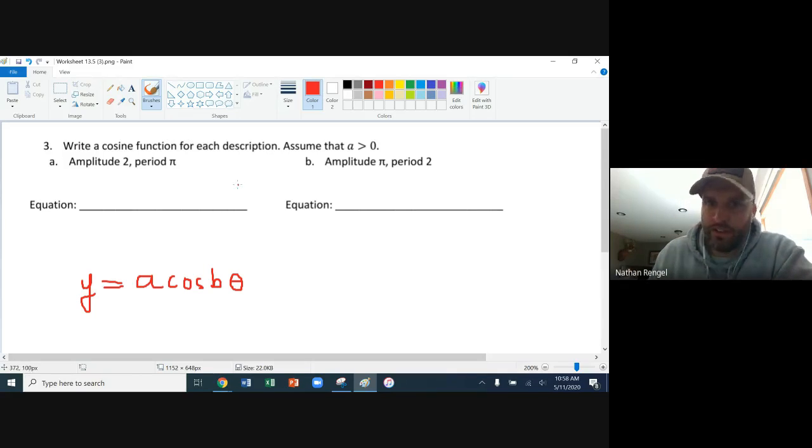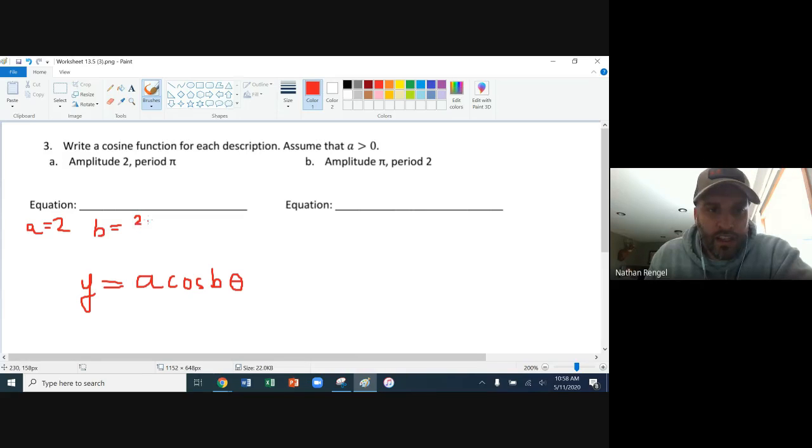Assume that A is greater than 0, so we're not doing any flips. So here your A is going to equal 2. That's the easy part. Now B, we're not given B. And another common mistake is just to take that period pi, put it into B, but that's not what the B is saying. The B is saying how many cycles between 0 and 2 pi. So we have a little work to do.